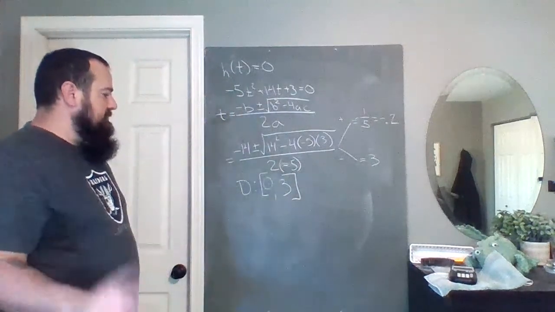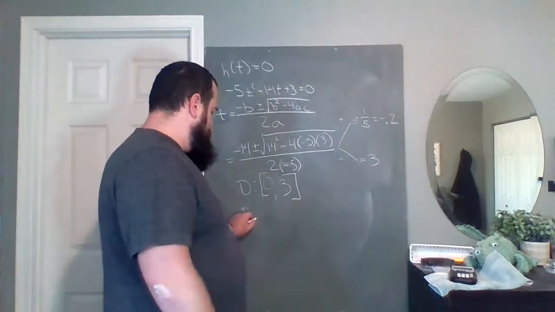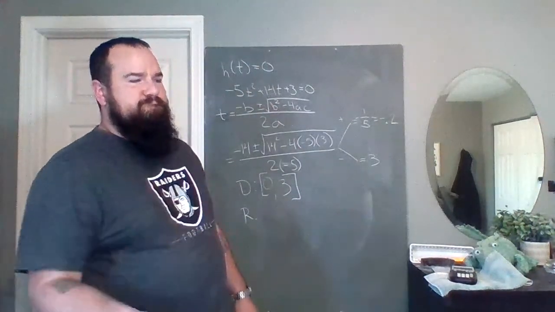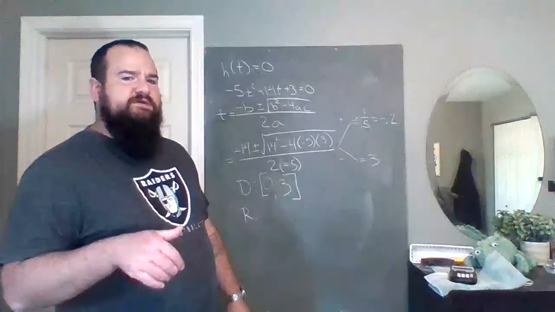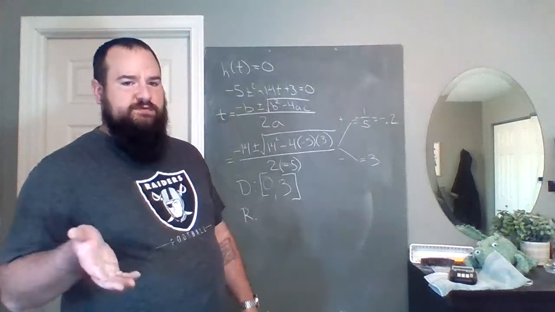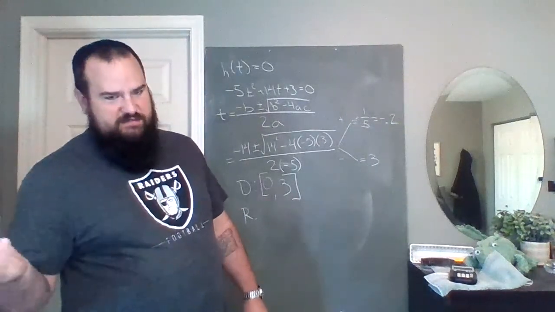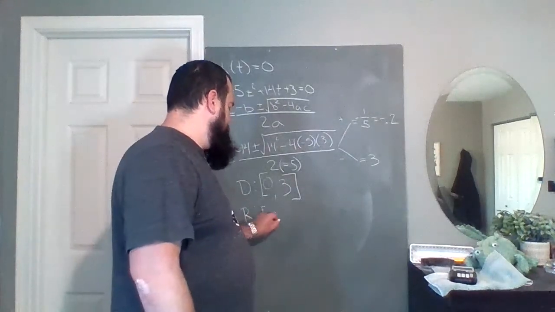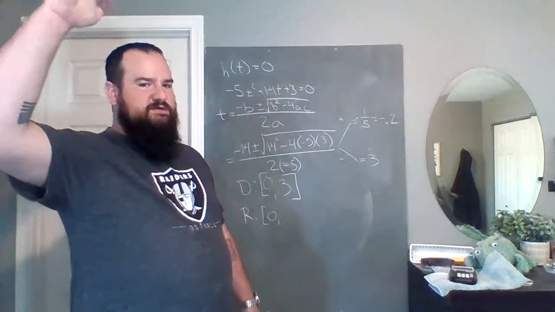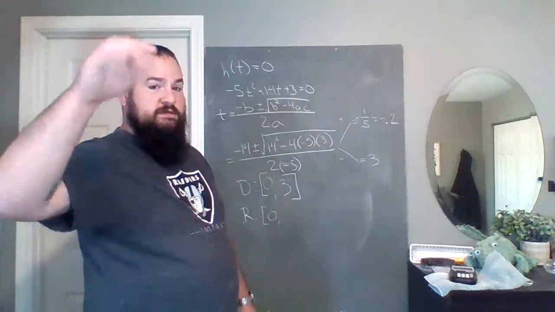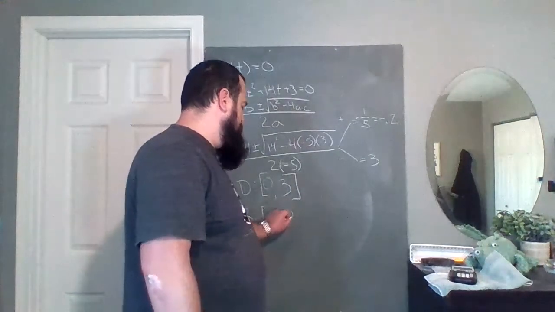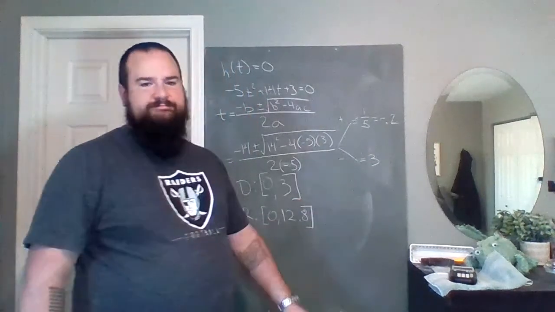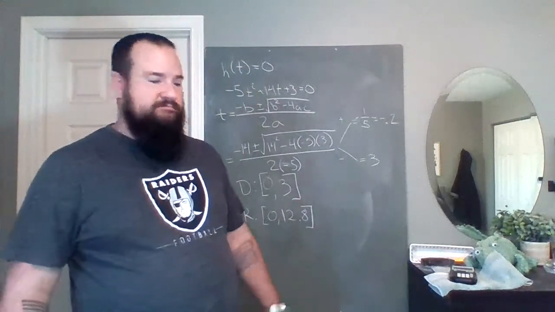That's it. Now range. Remember, range is output, it's the vertical height. In this problem, what this essentially boils down to is what heights was the rock able to reach? It can't be negative, so that doesn't make sense. But it can be 0. Now, what was the highest height this rock reached? That's right, 12.8 meters. There you have it.